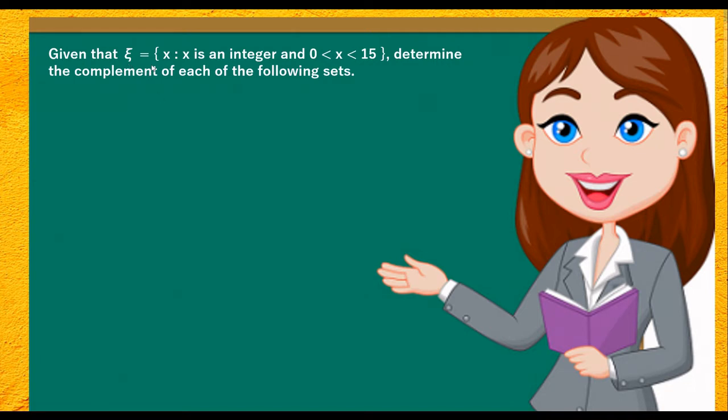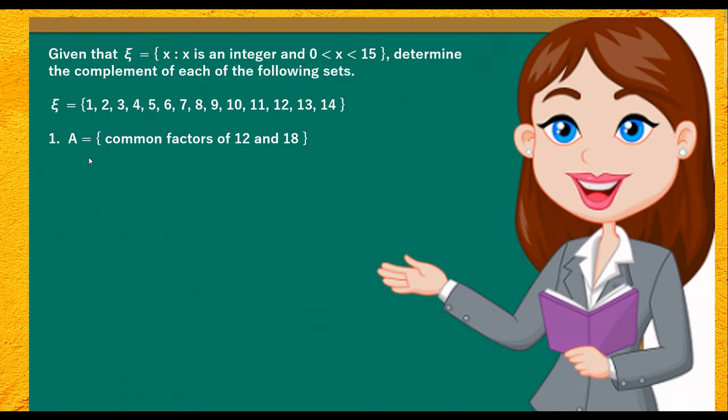Given that the universal set is x, where x is an integer, more than 0 and less than 15. Now, determine the complement of each of the following sets. Before I start my question, I should first write out or recognize what the elements under discussion are. The condition is integer and within this range, so my numbers will start from 1 until 14. After that, this is my first question.